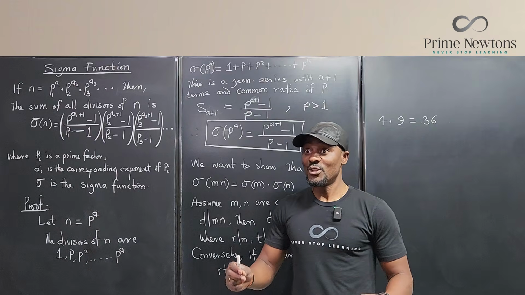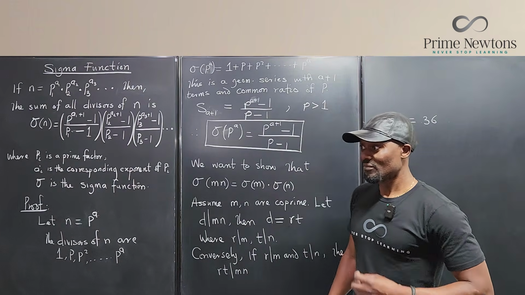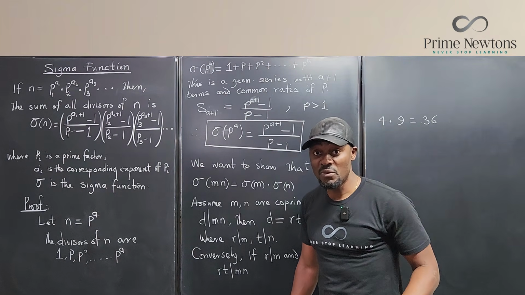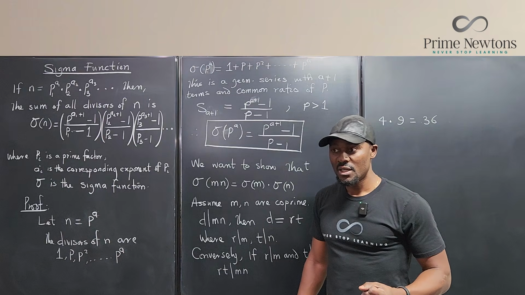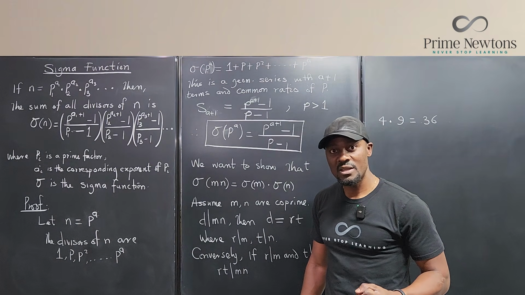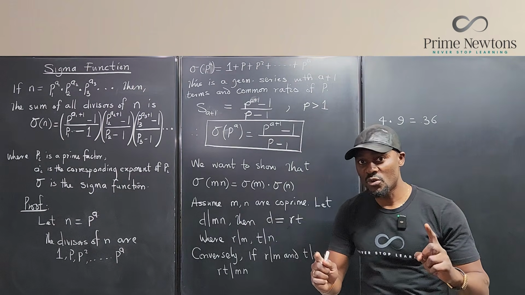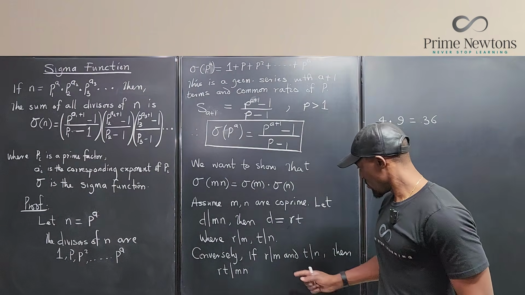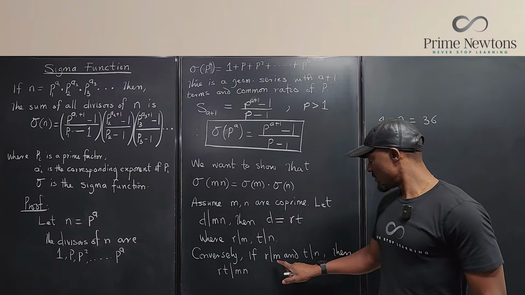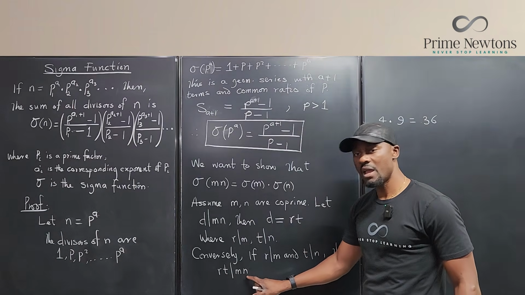For example, the only way you know that 72 is divisible by 24 is because 72 is divisible by 3 and 72 is divisible by 8. Because 3 and 8 are relatively prime, then you know they are. So if R divides M and T divides N, then the product of R and T must divide MN.